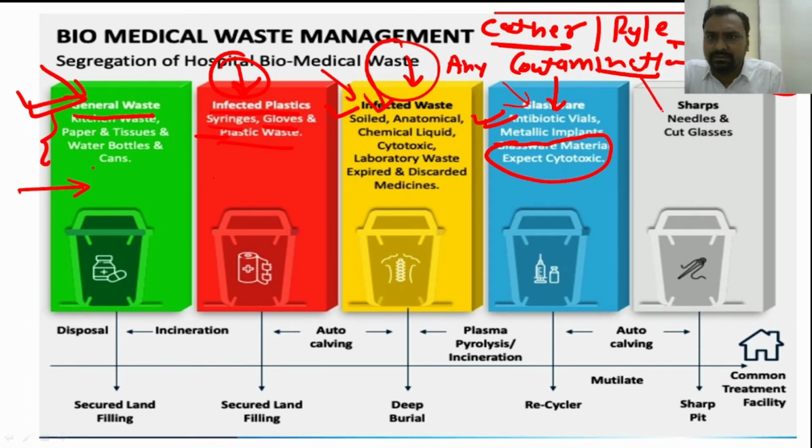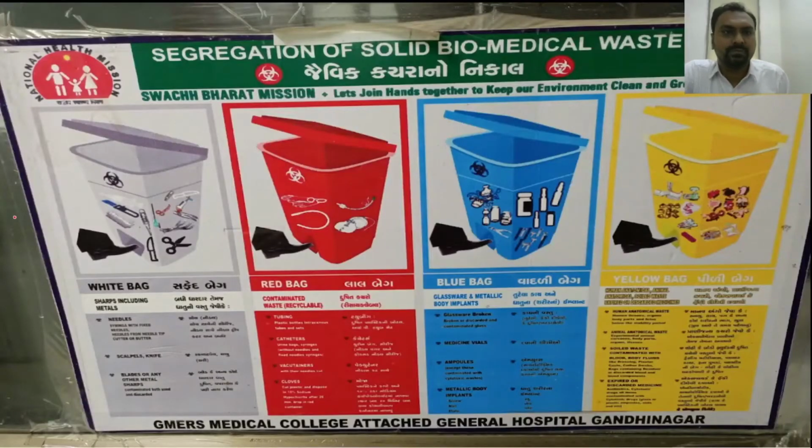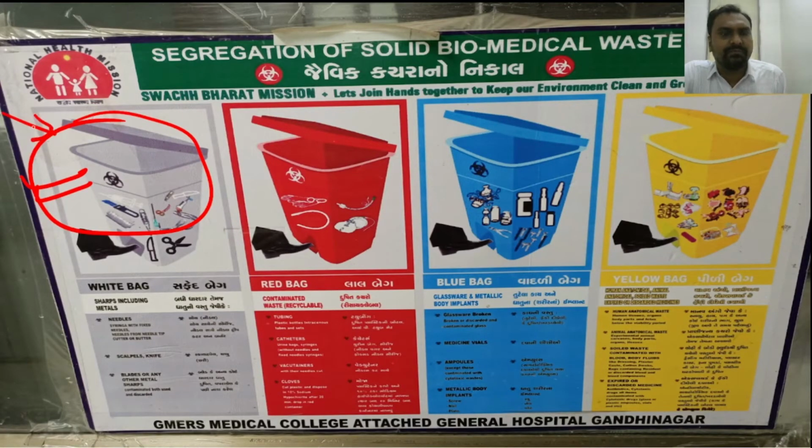While this new white bag is for the sharp. Earlier this sharp was kept in the blue bag, but now these needles, scalpel, they have to be kept in the white bag. You can see here now this white bag is for the sharp waste like needles, scalpel, etc. This red bag is for the gloves and infected plastic. It can be anything, Ryle's tube or any ventilation tube, Bain circuit, anything, Uro bag, all have to be kept in the red bag.